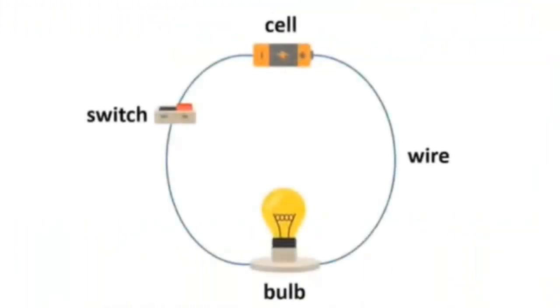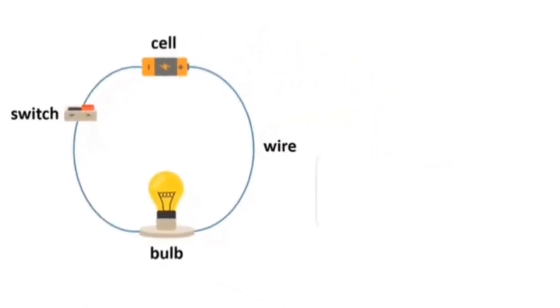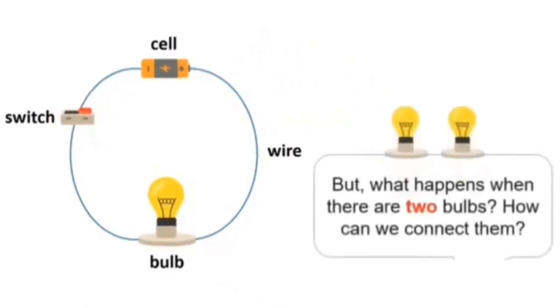An electric circuit is a path along which electric current flows. A simple circuit has a dry cell, bulb, and a switch connected by wires. But what happens when there are two bulbs? How can we connect them?